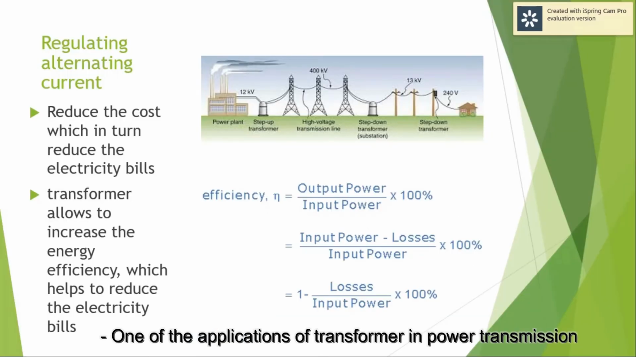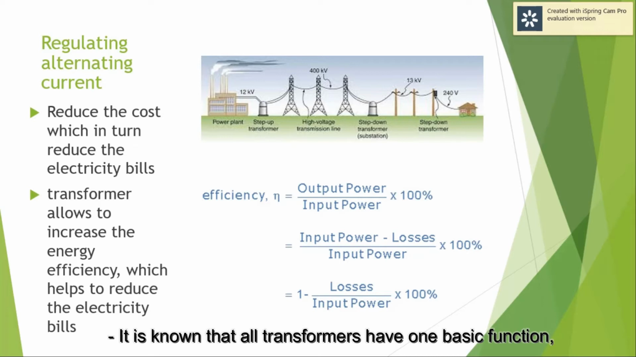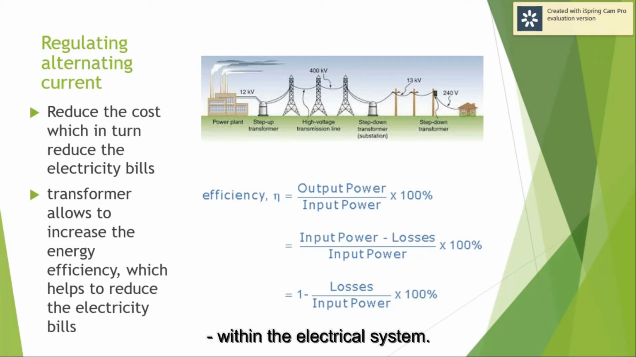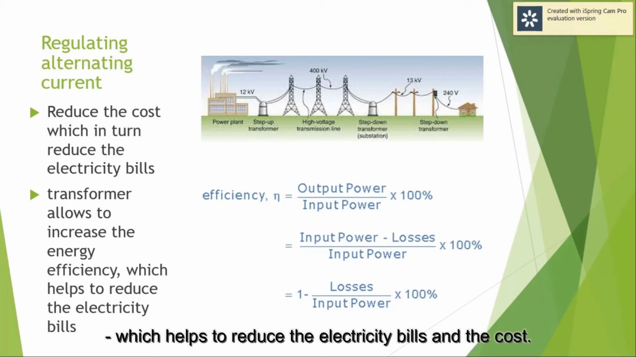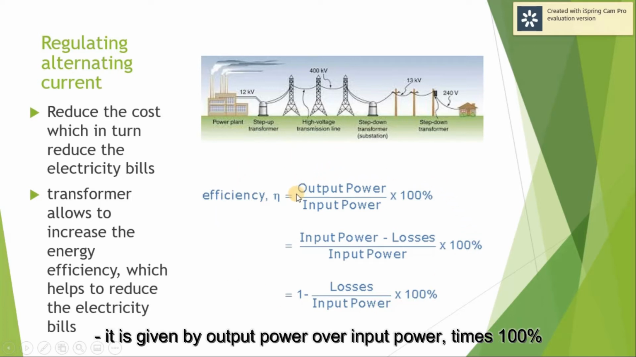One of the applications of transformers in power transmission is to regulate the alternating current. It's well known that all transformers have one basic function, which is to increase or decrease alternating current within the electrical system. By regulating the flow of current, the transformer allows increased energy efficiency, which helps to reduce electricity bills and costs. One formula for the efficiency of a transformer is output power over input power times 100%.